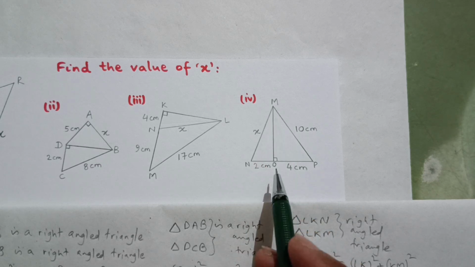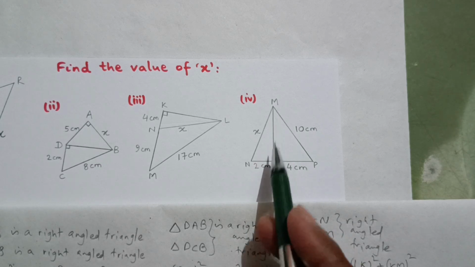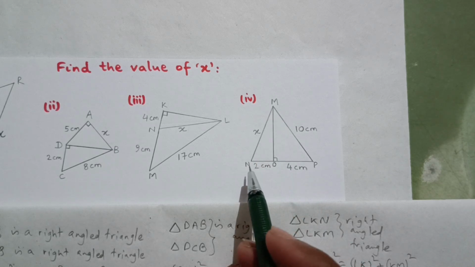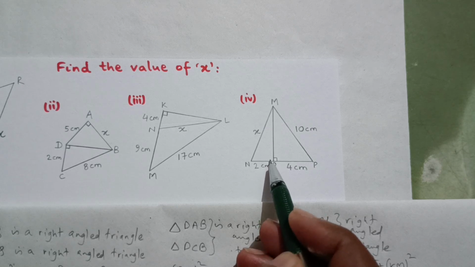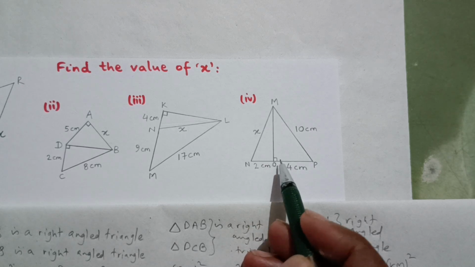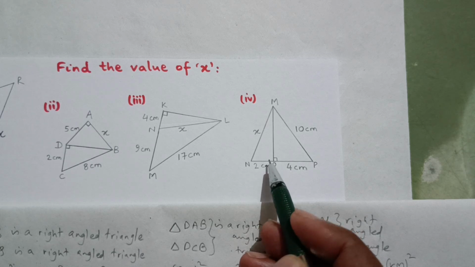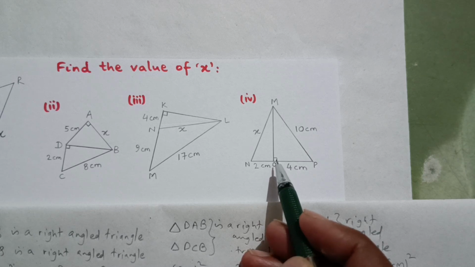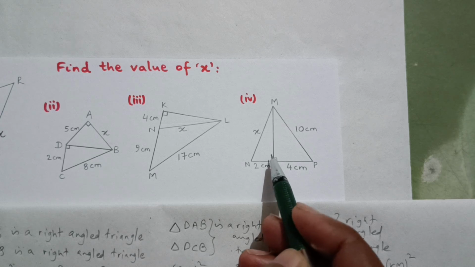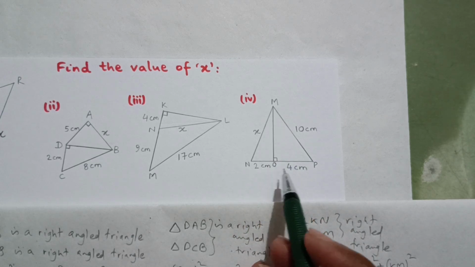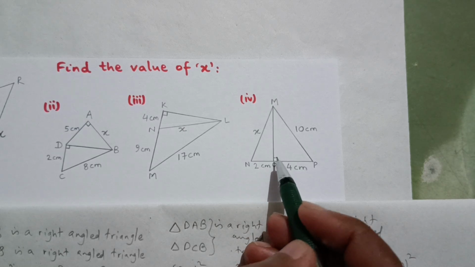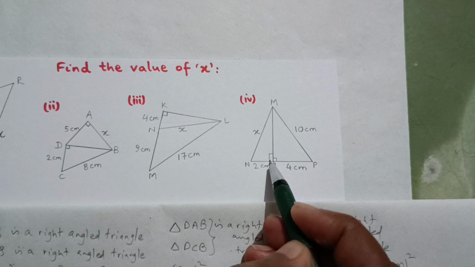Now, angle MOP is 90 degrees. So angle MON is also 90 degrees, because these two angles form a linear pair. Linear pair, their addition is 180. So if this is 90, this angle is also 90, so 90 plus 90 is 180. So angle MOP is 90 degrees and angle MON is also 90 degrees. Okay.